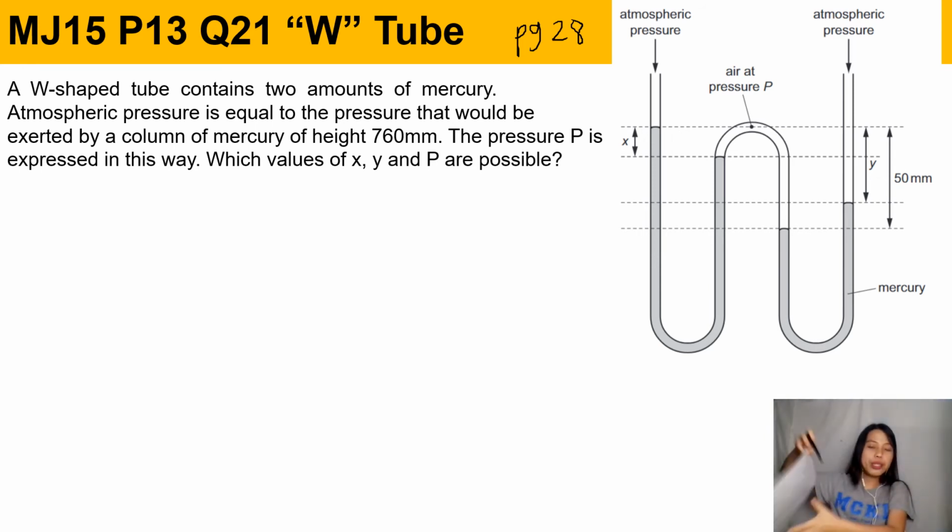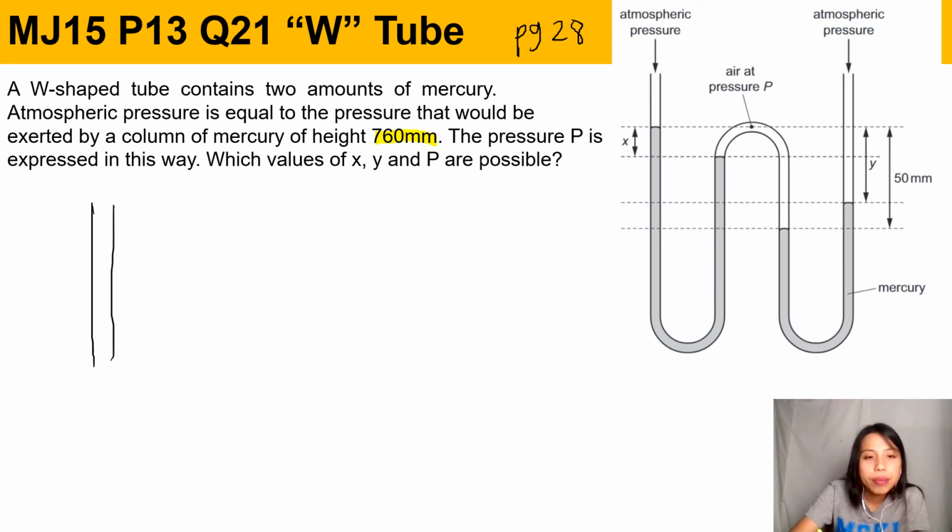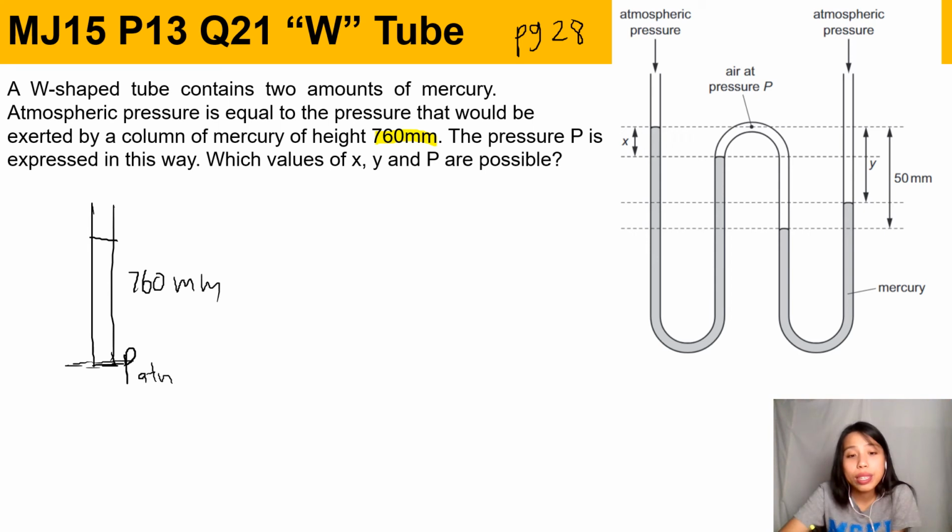Okay, so this W-shaped tube has 2 bits of mercury stuck inside there, like before. This is an interesting sentence. Atmospheric pressure is equal to the pressure that would be exerted by a column of mercury of height 760 mm. So what that means is, let me just sketch it very quick for you. If you have a pipe of mercury that is 760 mm high, the pressure at the bottom is atmospheric pressure. So this is atmospheric pressure. That's how people in the old days measured atmospheric pressure.